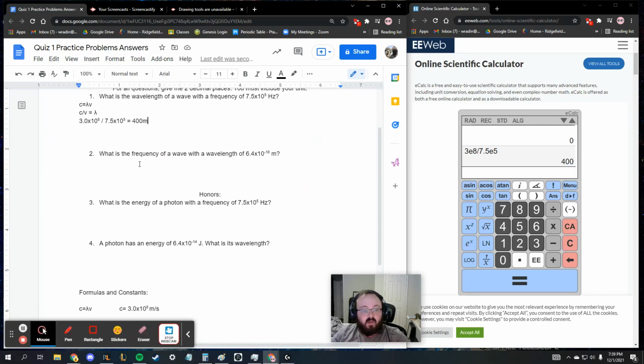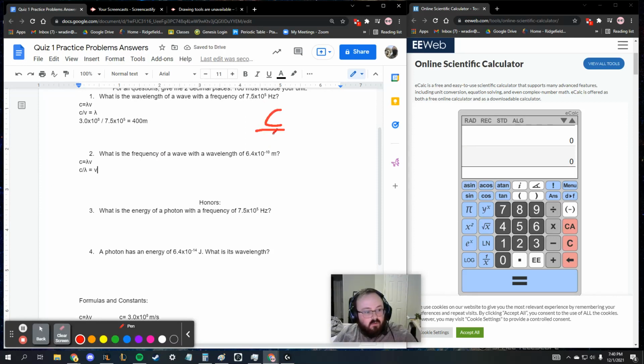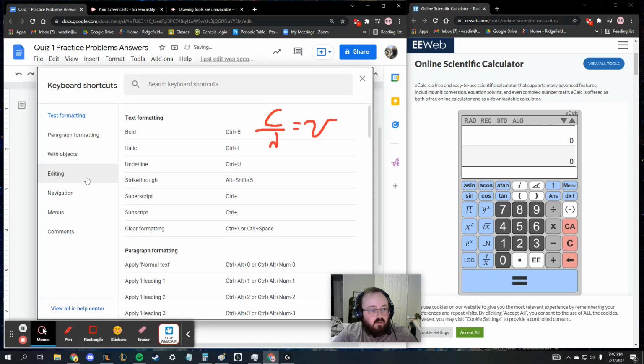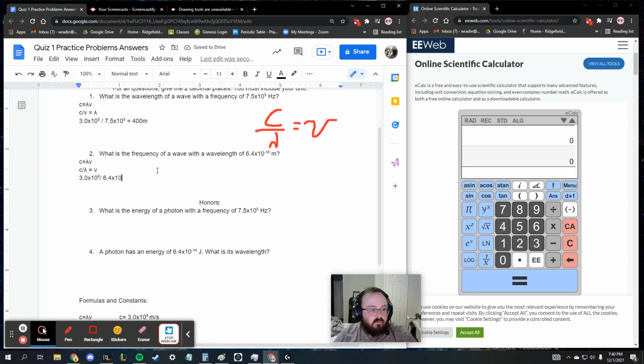What is the frequency of a wave with a wavelength of 6.4 times 10 to the negative 10th meters? We have C over lambda because we have our lambda equals our frequency. My bad. And this is going to give us, we go down here, 3.0 times 10 to the 8th divided by 6.4 times 10 to the negative 10.